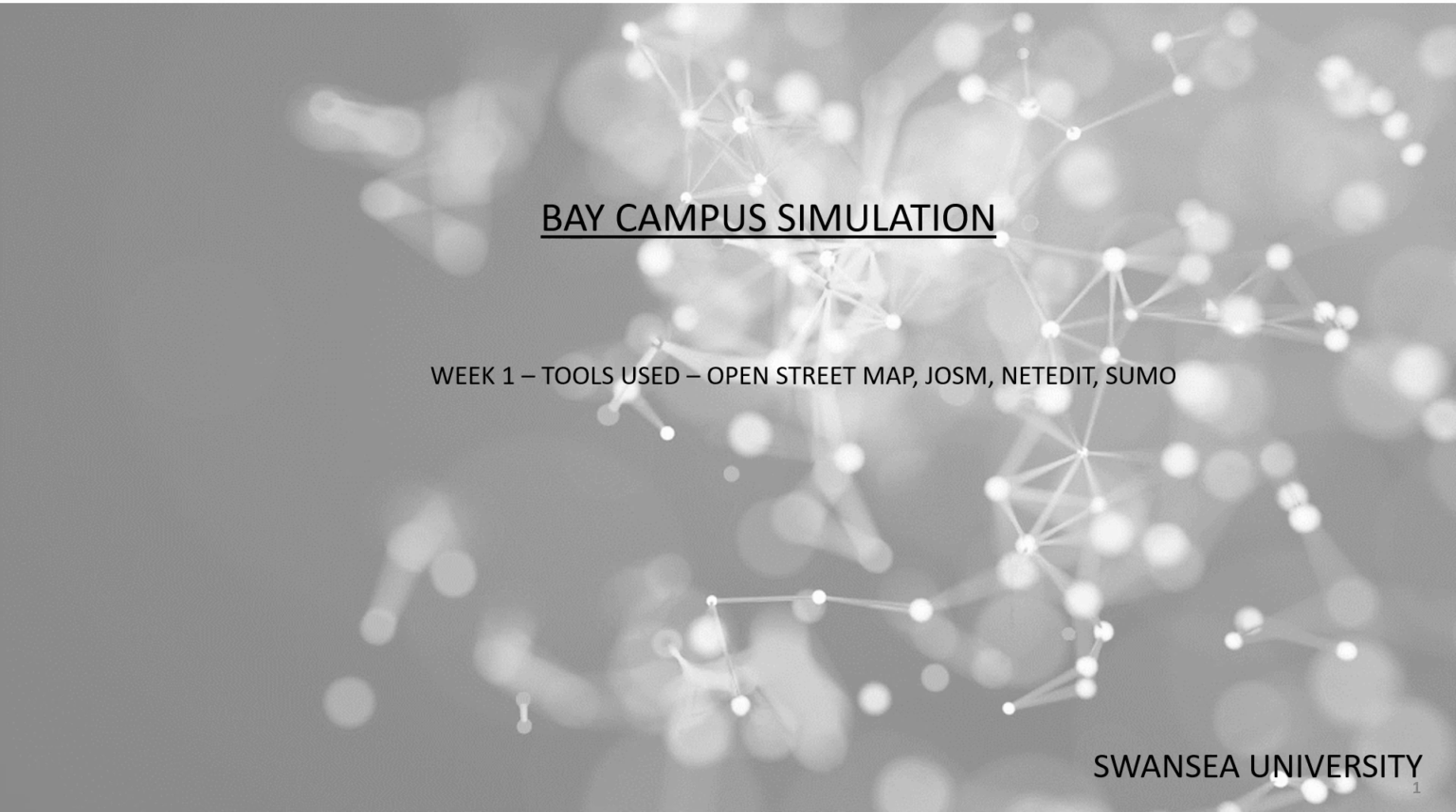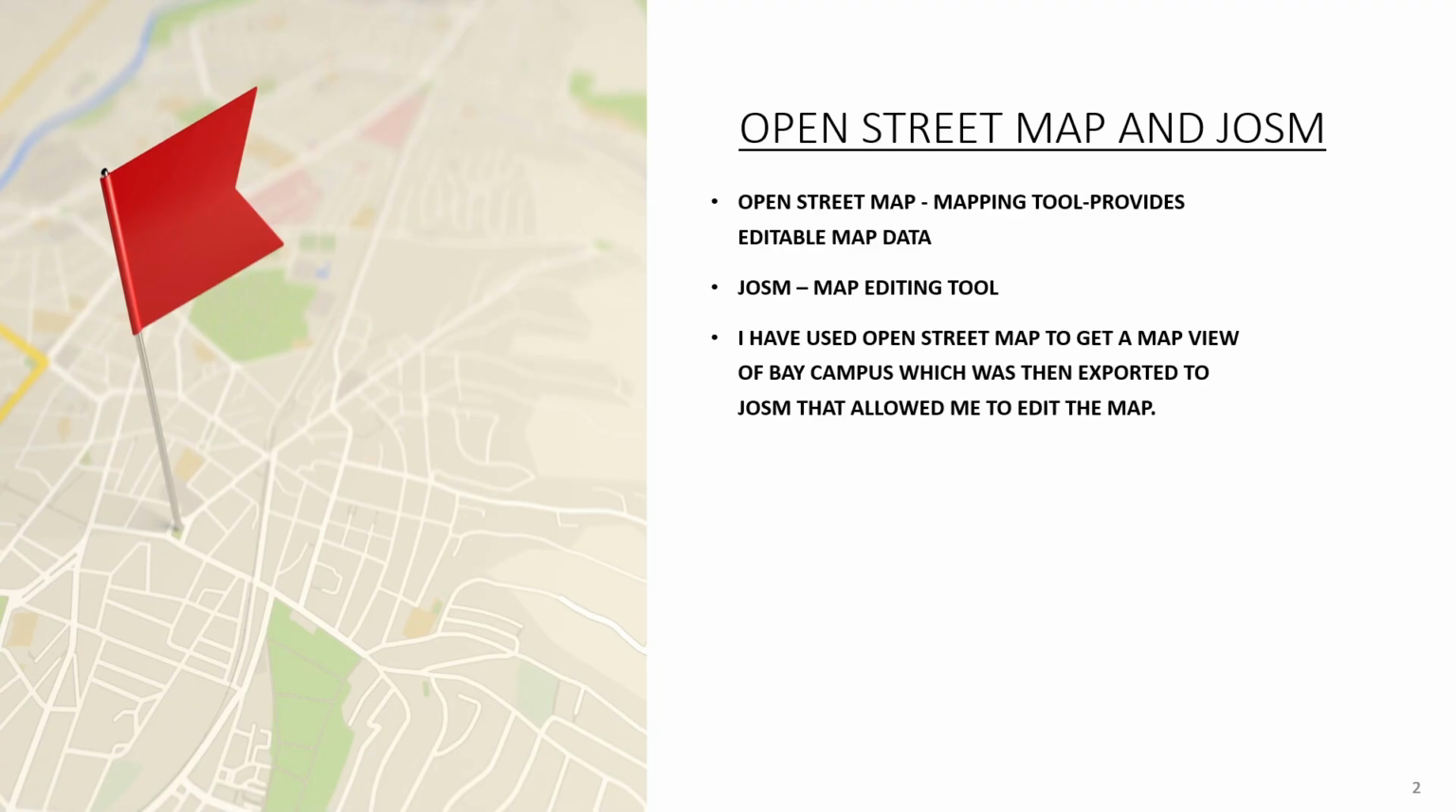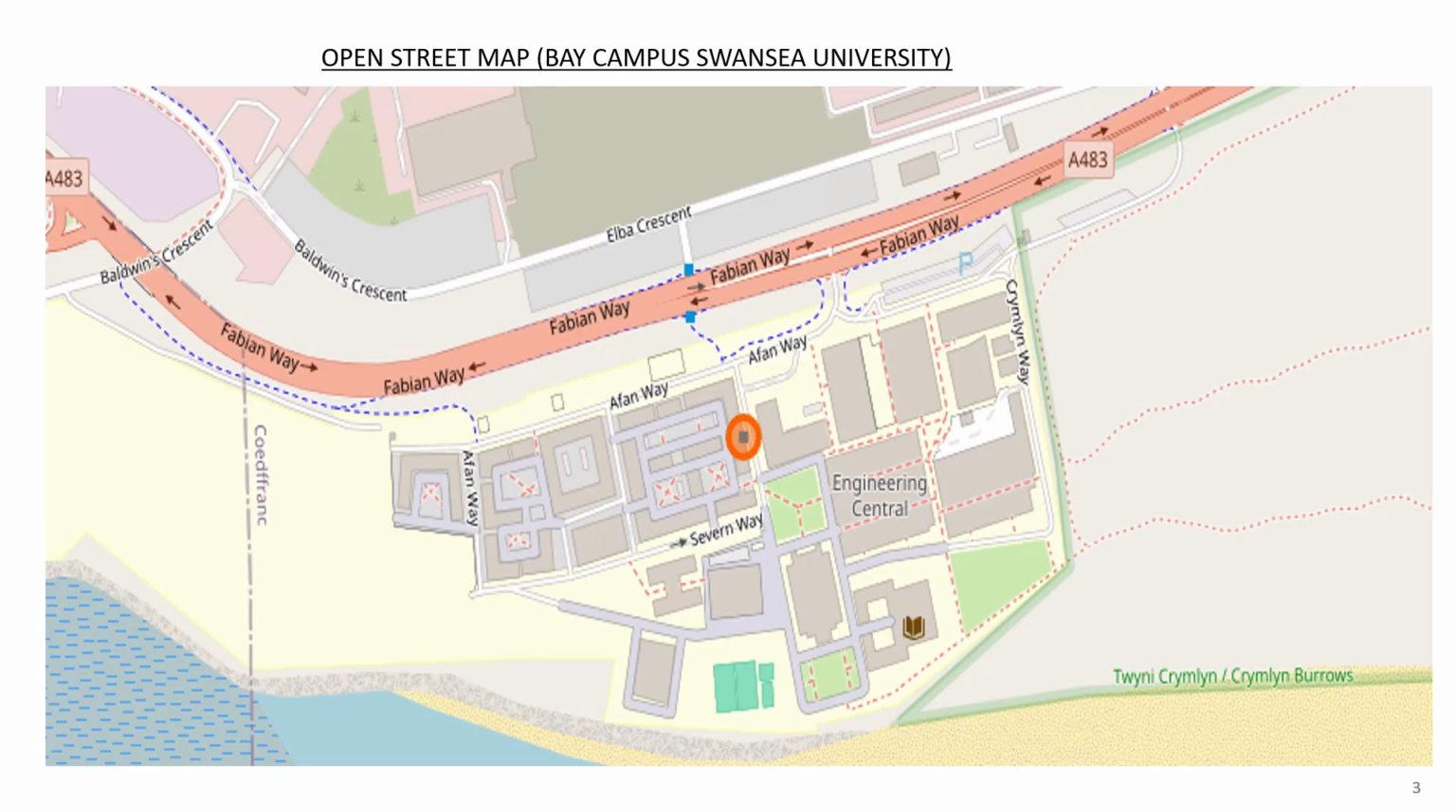Here we look at a simulation created of Bay Campus, Swansea University using open source tools like OpenStreetMap, JOSM, NetEdit, Sumo. OpenStreetMap is a mapping tool that provides us with editable map data. This is what Bay Campus map looks like on OpenStreetMap.